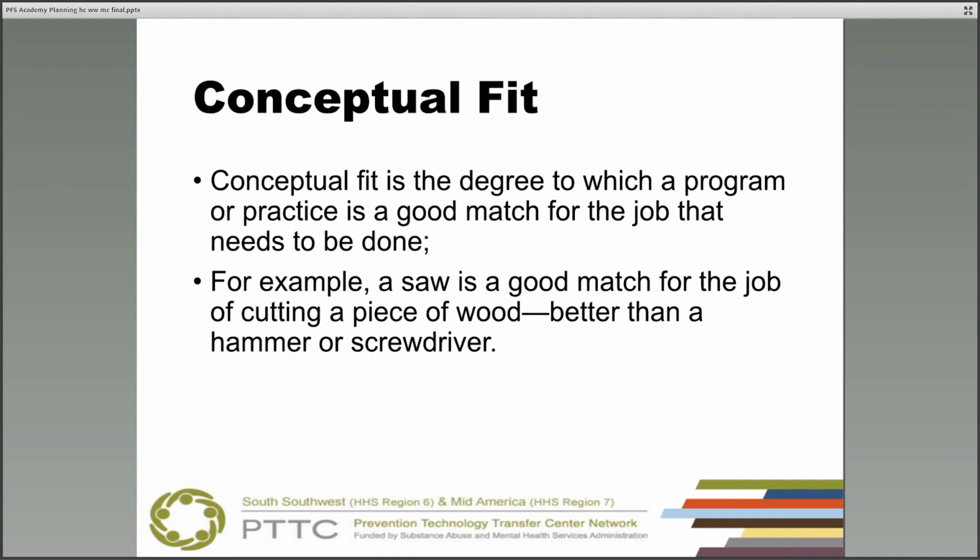Again, conceptual fit is the degree to which a program or practice is a good match for the job that needs to be done. For example, a saw is a good match for the job of cutting a piece of wood. I imagine you can also do that with a hammer or screwdriver, but it's not going to work as well. It's going to take a lot more effort. So that's just kind of a way to think about what you're doing. You want to be successful.